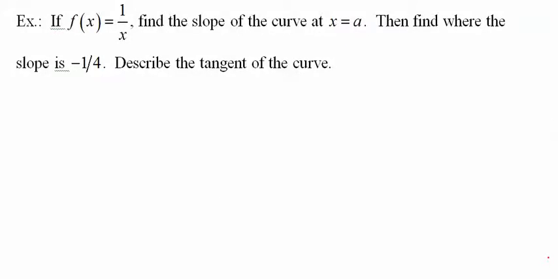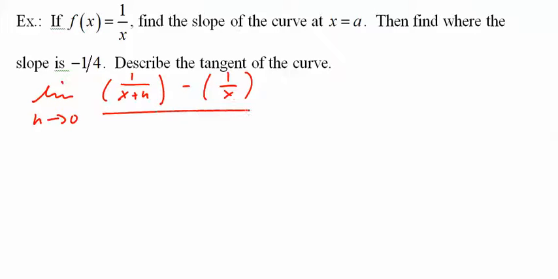Now this one's a tough one. I took the easy way out previously. Now I get to pay for it. So we need the limit as h approaches 0 of 1 over x plus h minus 1 over x all over h.